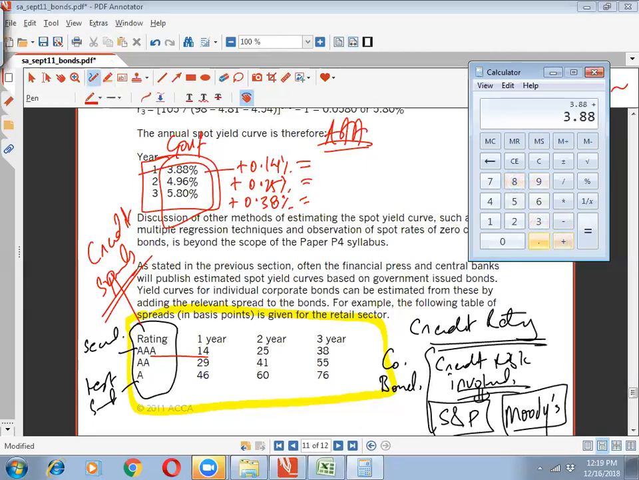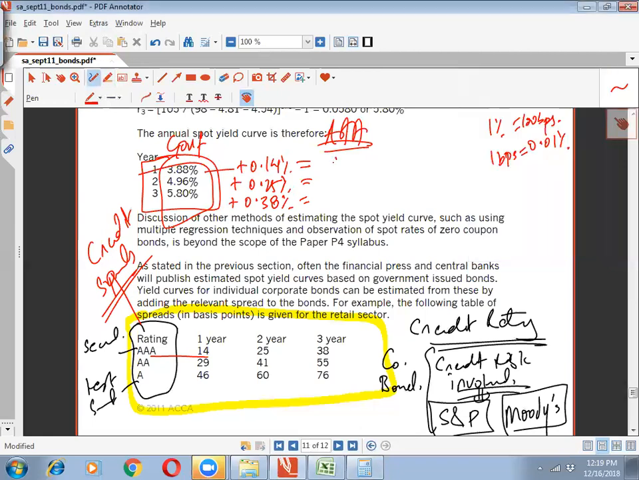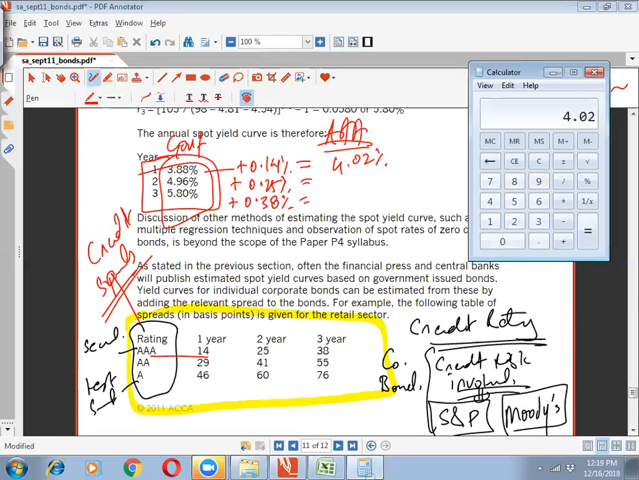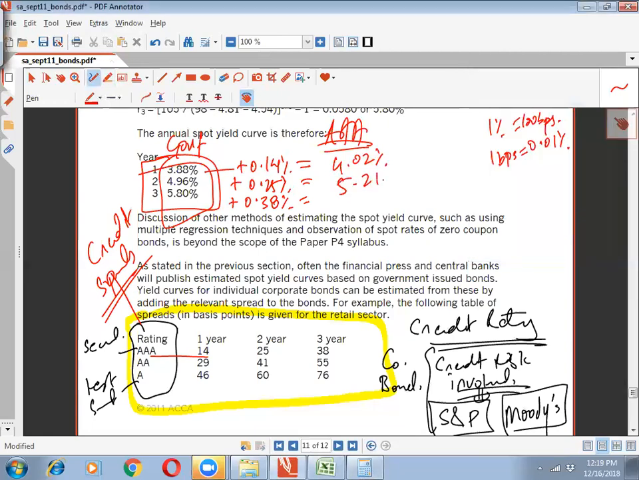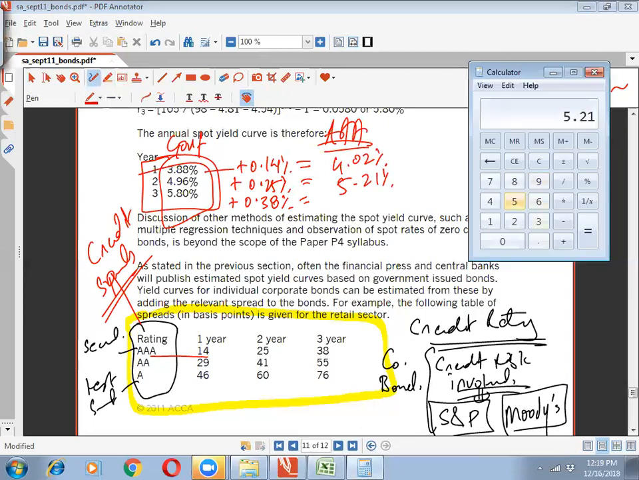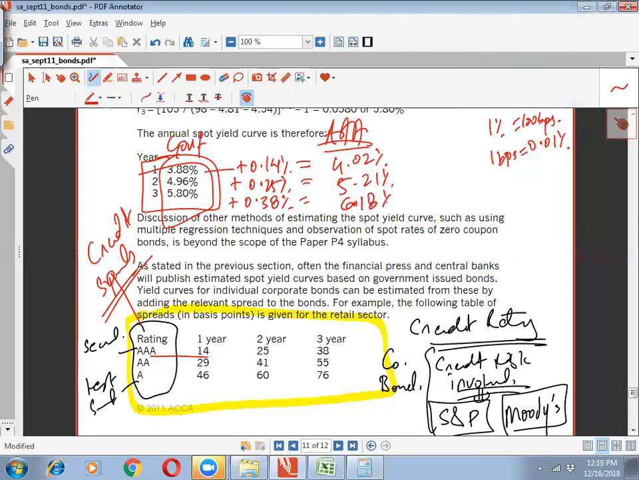3.88 plus 0.14. That means 4.02% is going to be the first year yield for a AAA rated bond. So what did we use? We used the government bond as a base rate and we applied the relevant credit spreads. Similarly, the second year is going to be 4.96 plus 0.25, which makes it 5.21%. The third year is 5.8 plus 0.38, which makes it 6.18%.